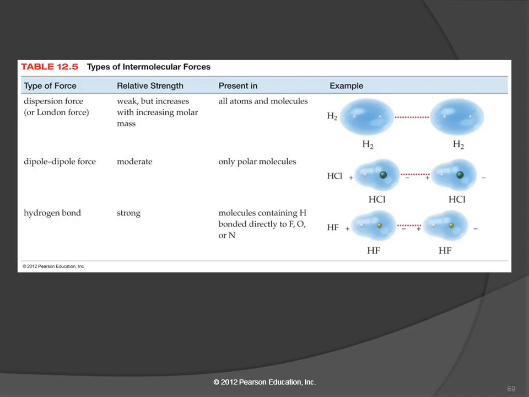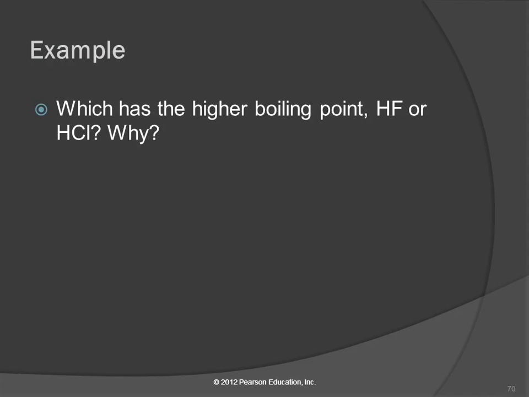So here's a table comparing the different types of intermolecular forces that could be useful. Let's look at this one. Which has the higher boiling point, HF or HCl? I got a mixture of answers. It's HF. Why? Higher electronegativity, so way stronger dipole-dipole forces. It's super strong. HF has hydrogen bonding.